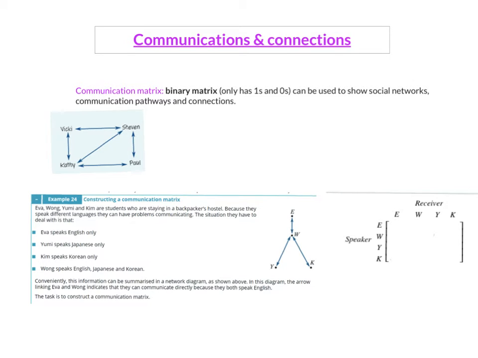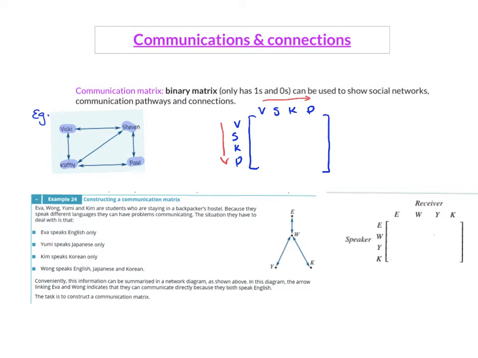If I was going to set up a communication matrix for this group of people, you count how many people you've got. You've got 4 people here, so it will be a 4x4 square matrix. We may as well put the people, Vicky, Stephen, Kathy and Paul, across the top and down the side. I have made sure that the order across is the same as the order down. You have to make sure that's right.